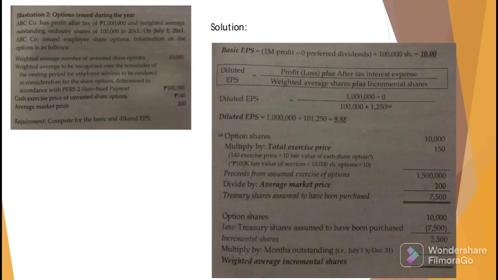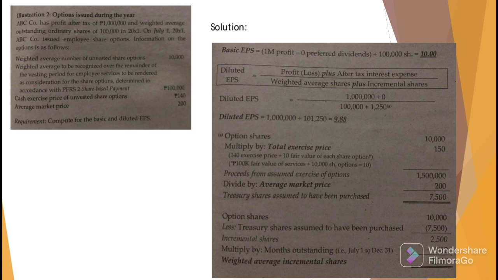Illustration 1. Options outstanding the entire year. Entity A has profit after tax of 1 million, weighted average outstanding ordinary shares of 100,000, and the following employee stock options outstanding the entire year. Option shares 10,000, exercise price 140, fair value of each share option 10, average market price 200, ending market price at year end 300. So the requirement is to compute the basic and diluted EPS.